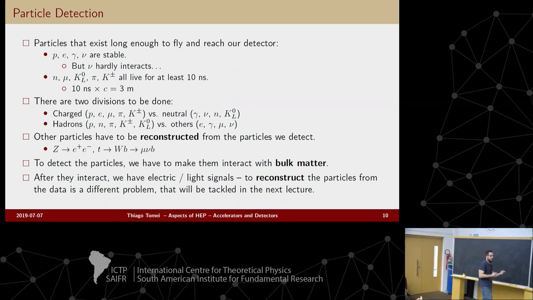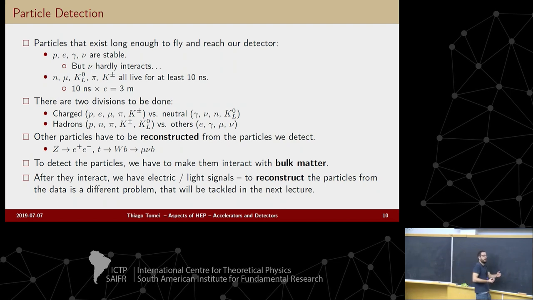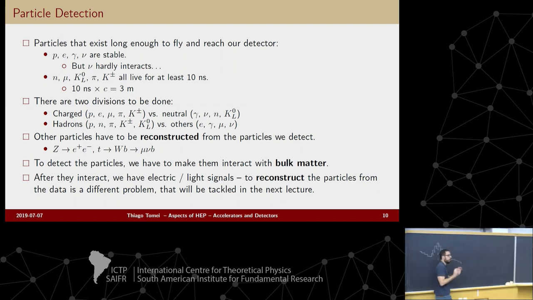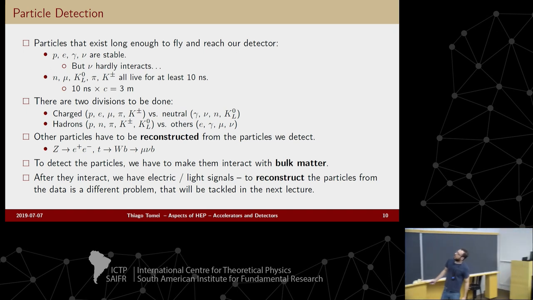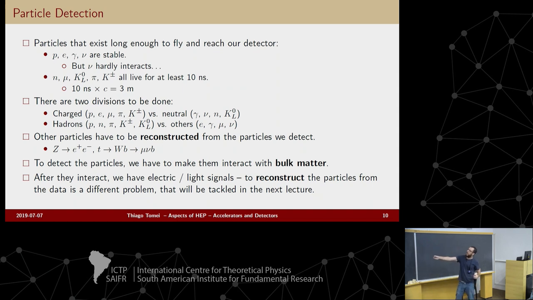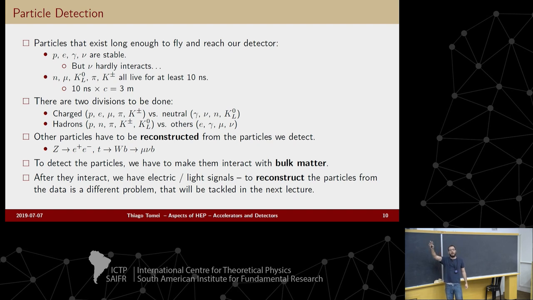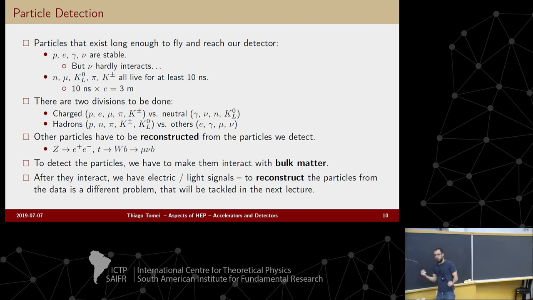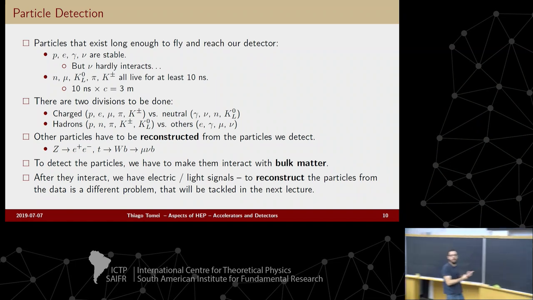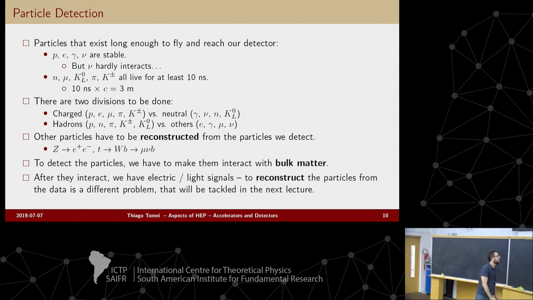But what does it mean, detect? We are macroscopic. We build macroscopic things. So you have to make your particles interact with bulk matter, with big blocks of matter which are sensitive to the passage of the particles. After they interact, they do something to this matter. Either they make it shine, or they make some electric signal. Transforming these signals into something that we can understand is another problem, it's reconstruction: how to transform the information that your little block of crystal shone into the information that an electron passed through there. This is something else and we'll see it on Tuesday.